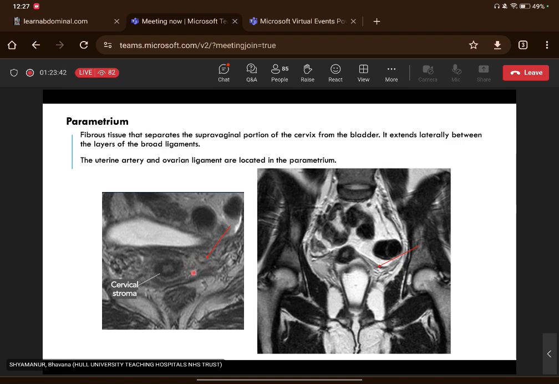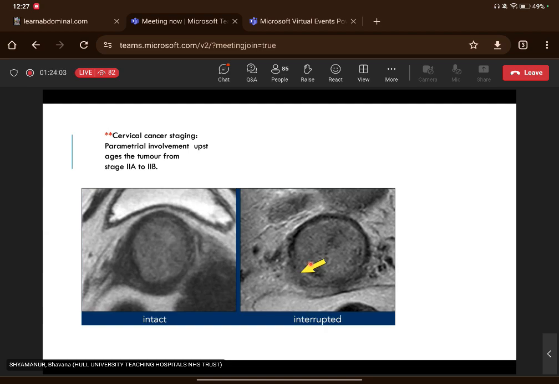So this is the parametrium, and this is fibrous tissue that separates the supravaginal portion of the cervix from the bladder, and it extends laterally between the layers of the broad ligaments. So the uterine artery and the ovarian ligament are within the parametrium, and you can also see it on the coronal plane. And why is it important? Because when we stage cervical cancer, parametrial involvement upstages the tumor. So this is dark cervical stroma, which you expect to see, and this little break here with tumor tissue extending out.